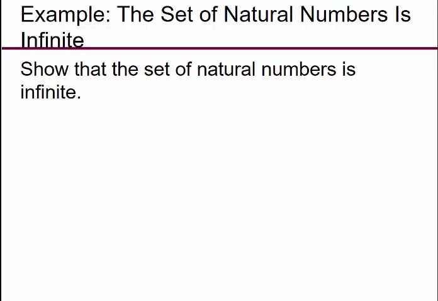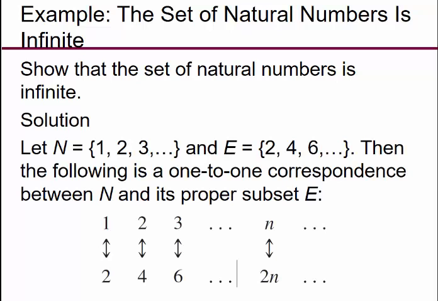So we're going to show an example. We're going to show that the set of natural numbers is infinite. Let N be the natural numbers. Let E be the even integers. Then the following is a one-to-one correspondence between N and its proper subset E, the even integers. If we're able to do this, like 1 and 2, 2 and 4, 3 and 6, there is a relationship where lowercase n denotes the element in the natural numbers, and 2 times lowercase n denotes the element in the set of even integers.